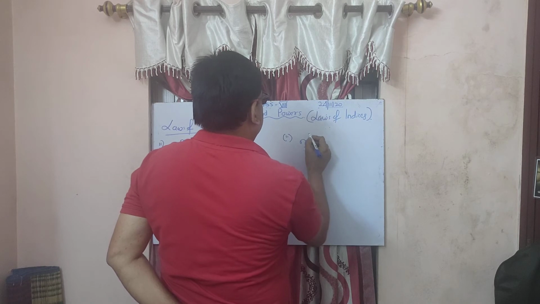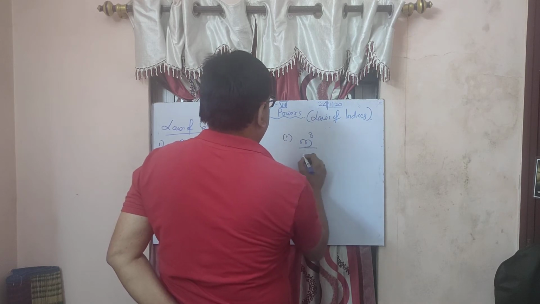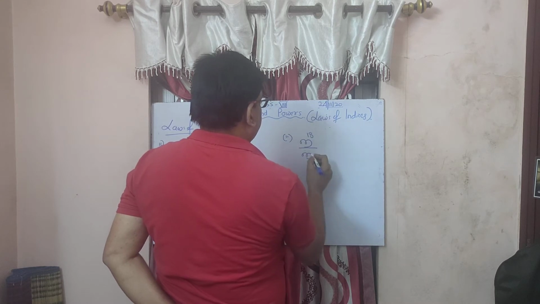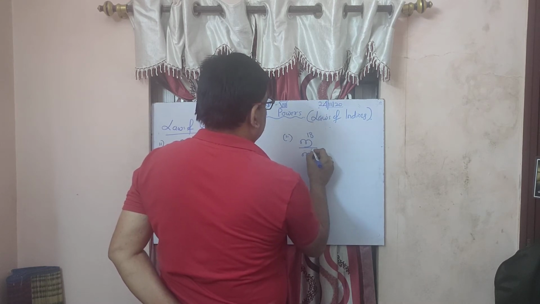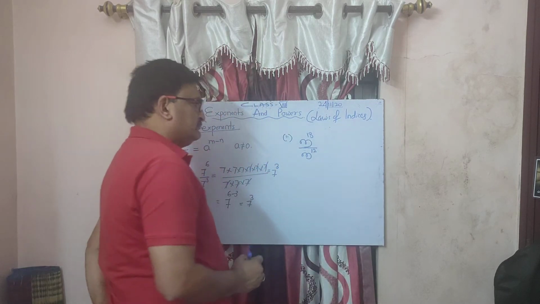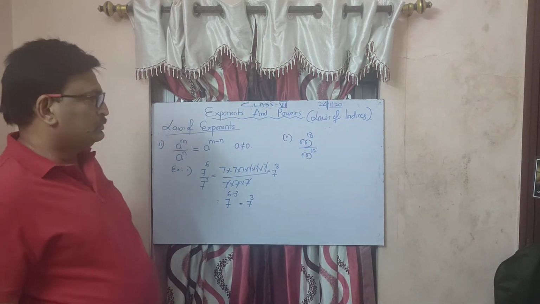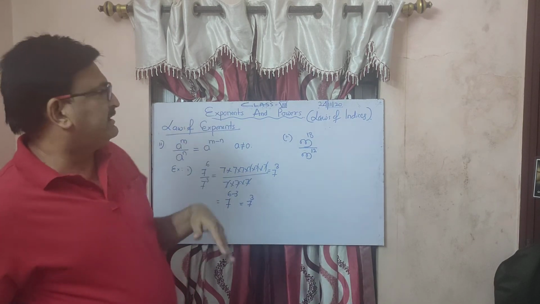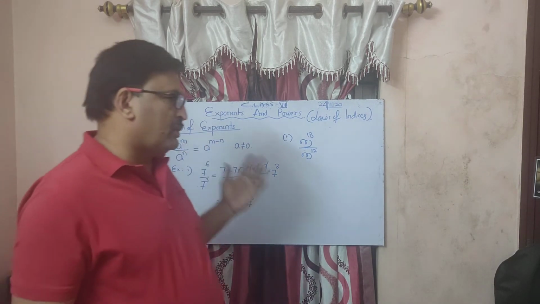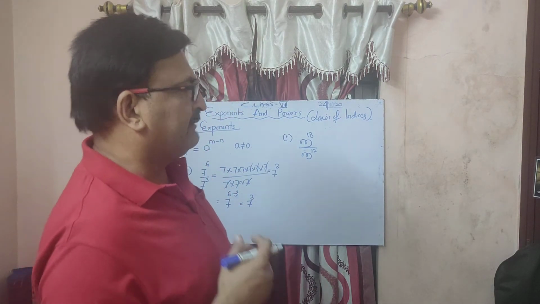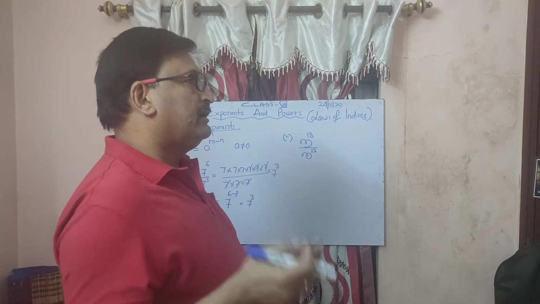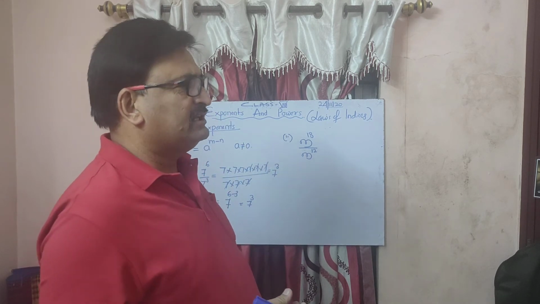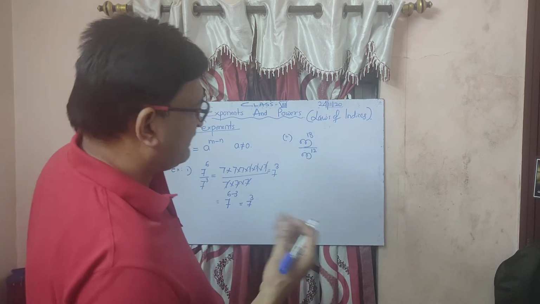m to the power 18 divided by m to the power 12. In this case, what will you get written? In the numerator you have to write m 18 times, and in the denominator m 12 times, and you cancel all those, and whatever the remaining things are, you have to write the remaining thing.